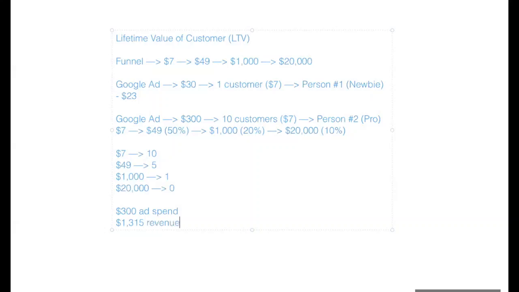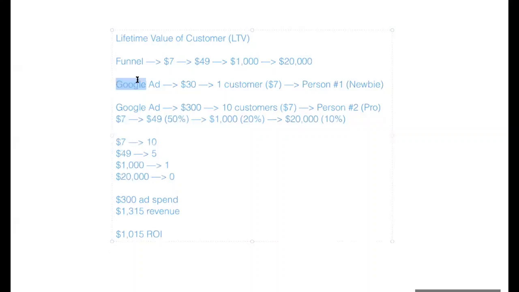In revenue, which is $1,015 in ROI. Okay, so the moral of the story here is that this individual, person number 1, the newbie who doesn't really understand how paid advertising works, and how customer acquisition and lifetime value works, is going to spend that initial $30 and say, to hell with this. This doesn't make any sense.